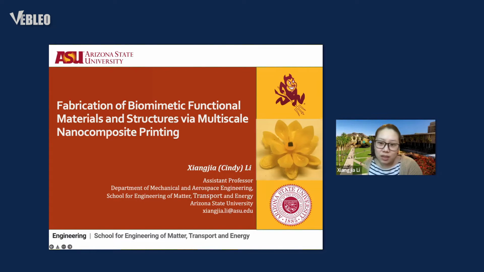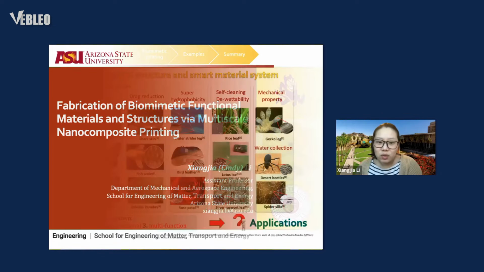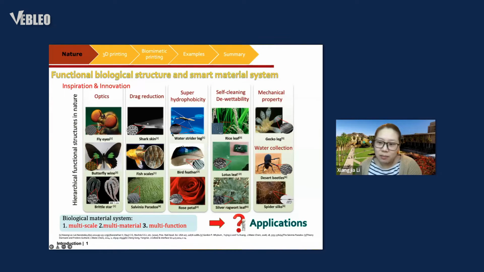The topic of today's talk is fabrication of biomimetic functional materials and structures by multi-scale nanocomposite printing. As we know, nature provides us many biological structures and smart material systems, and they inspired us for a lot of innovations in different areas.